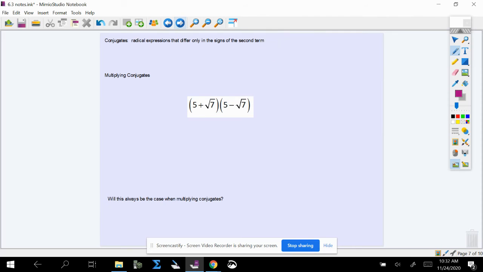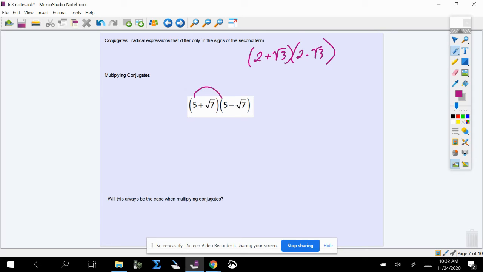Now, we do have a special case. We have something called conjugates, and we've discussed conjugates before when we were talking about solutions and zeros. Conjugates are radical expressions that only differ with the sign between them. So, for example, something like 2 plus the square root of 3 and 2 minus the square root of 3. We always said that they work together in pairs when we did solving. Multiplying conjugates is actually easier than multiplying other binomials that have radicals in it. And I'll show you why as I go through this.